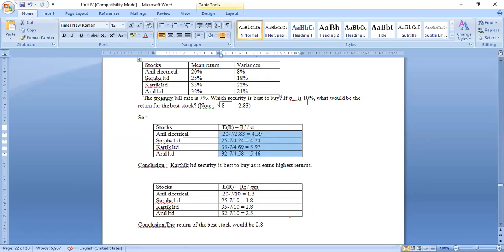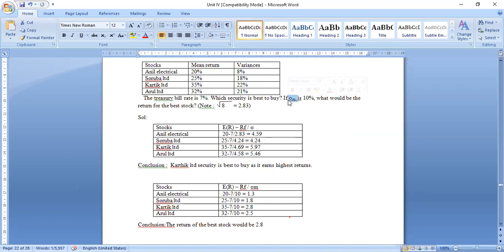Then we have the second part of the problem, where greater consideration is given towards the market index, or you can call it market risk, or you can also call it systematic risk. So we are going to take that into consideration. We are not taking standard deviation here, because in the second part of the problem you are given the value of market risk.